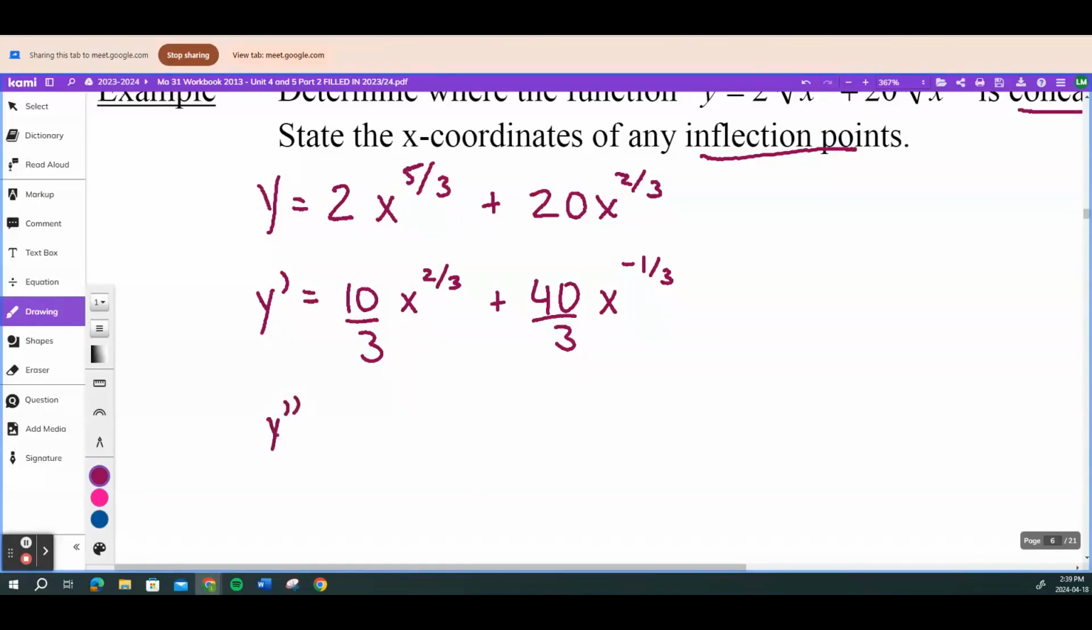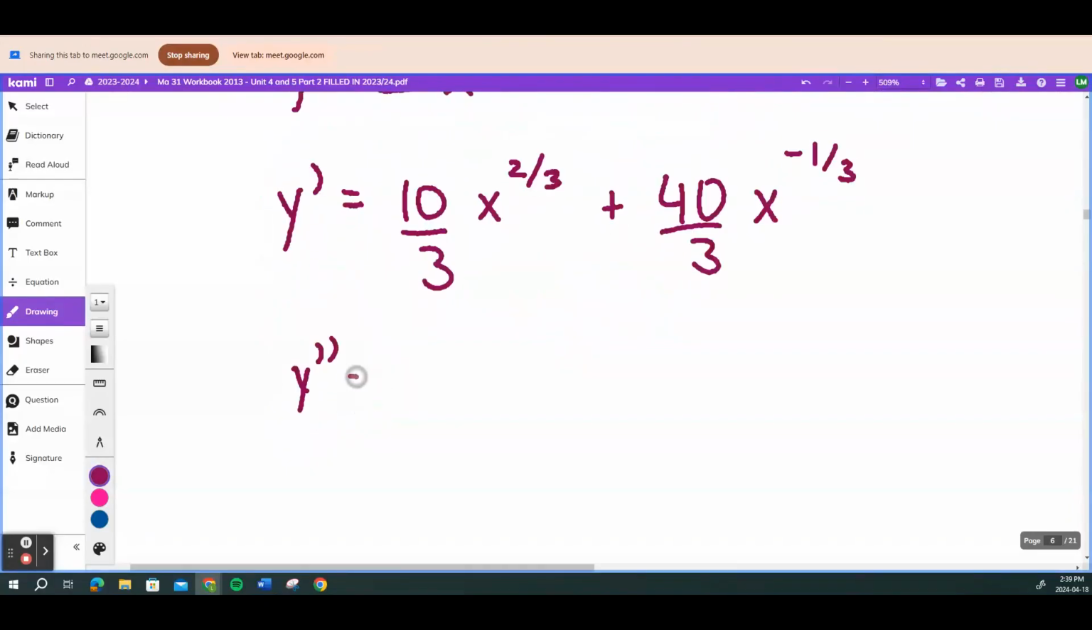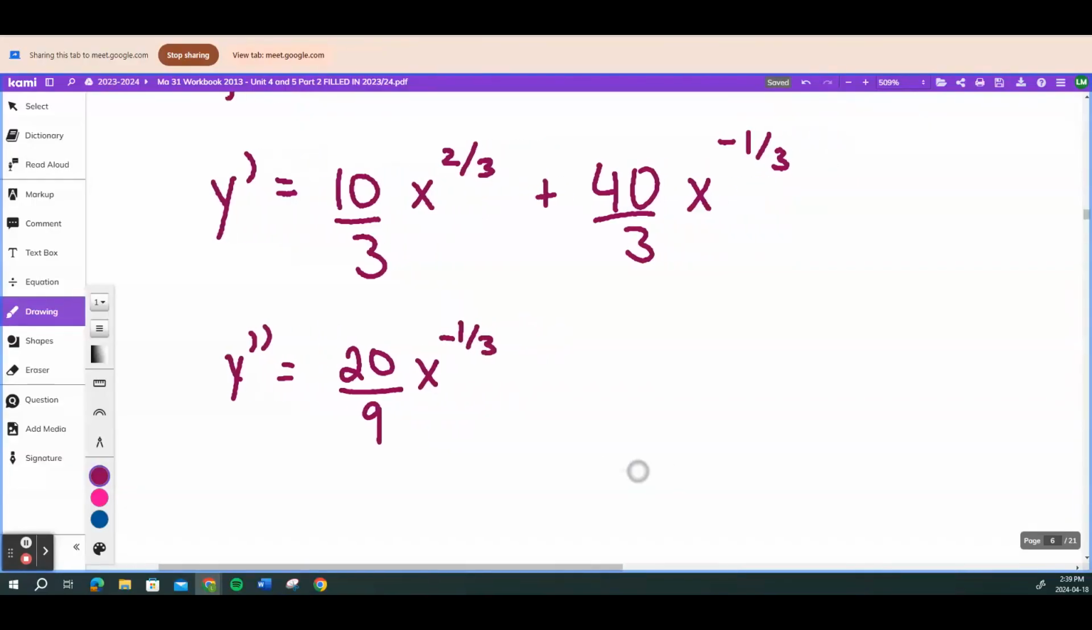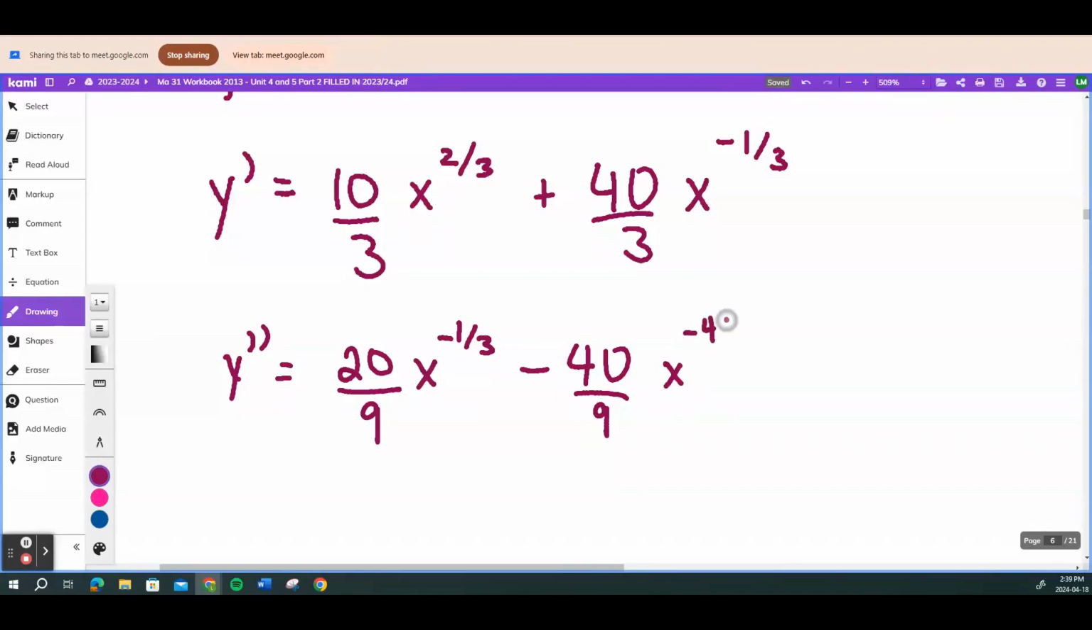So y double prime is equal to 10 over 3 multiplied by 2 over 3, which gives us 20 over 9, and then 2 over 3 minus 3 over 3 is negative 1/3. Okay. 40 over 3 multiplied by negative 1 over 3 gives us negative 40 over 9. And then negative 1/3 minus 3 over 3 gives us negative 4/3.